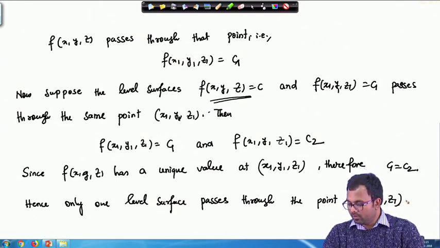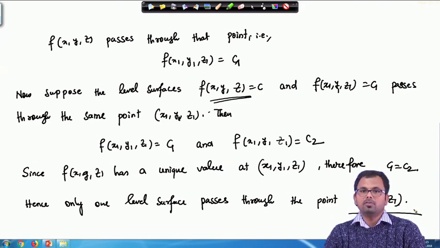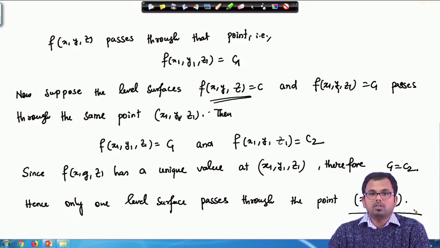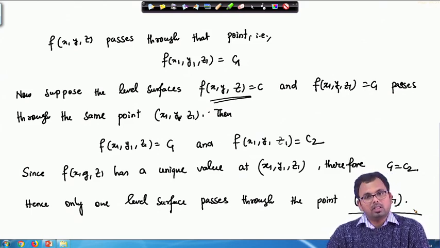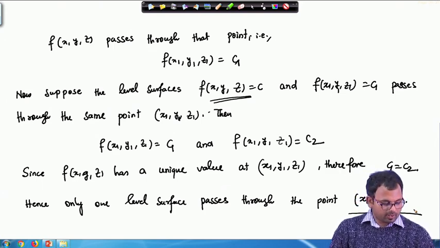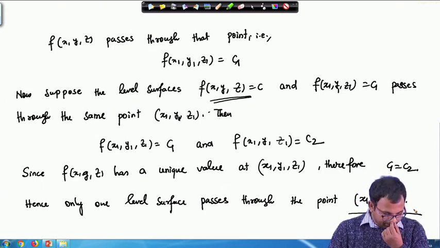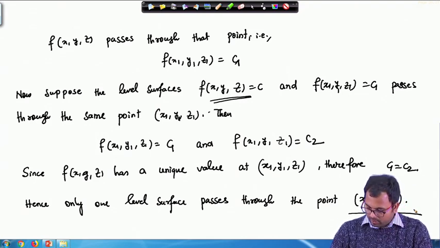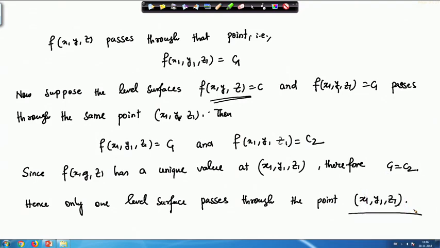All right. So, there cannot be two level surfaces that will pass through this point x1, y1, z1. Similarly, you can choose any arbitrary point. Since x1, y1, z1 was chosen arbitrarily, this result will be true for all the points in R. All right. So, these types of results are also quite common in level surfaces.